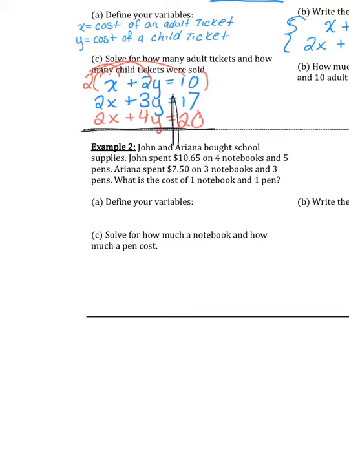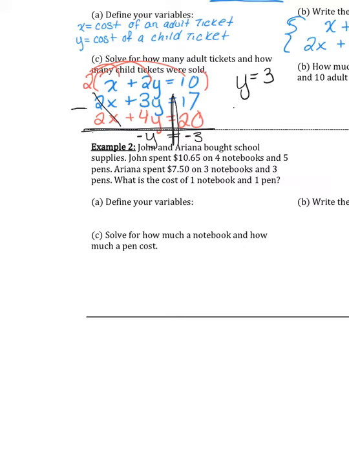And let's see, it looks like if I subtract, that's what will cancel out my x values, or variable. So then I'll do 3y minus 4y, that's negative 1y is equal to, and then 17 minus 20 is negative 3. And when I divide by negative 1, I get a y value then of positive 3. So that means the cost of a child ticket is $3.